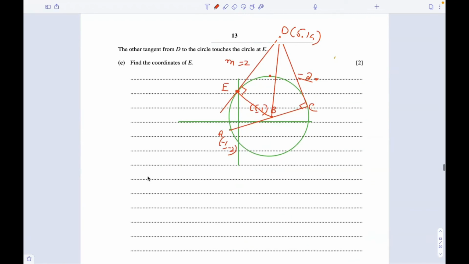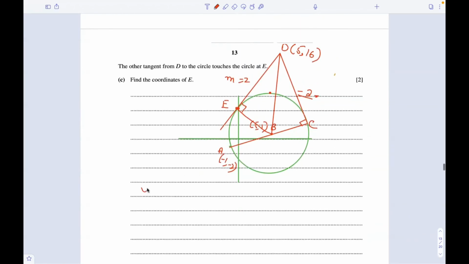Now, to find the equation of DE, first of all, we can write it as y equals mx plus c. We know that the gradient is 2, so we can write it as 2x plus c, and we can find the value of c by substituting the coordinates of D, which are 5 and 16. So substituting them in this equation, we get 2 times 5 plus c, so c equals 16 minus 10, which is 6. So the equation is y equals 2x plus 6.